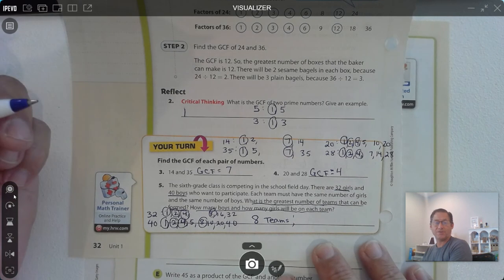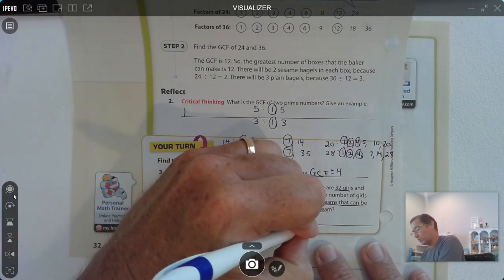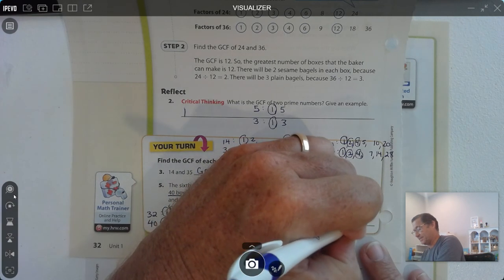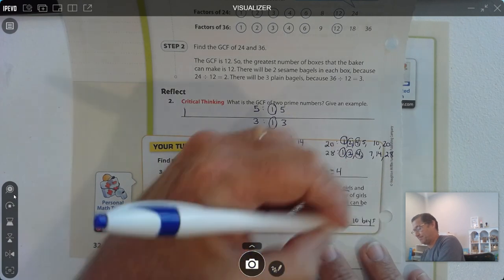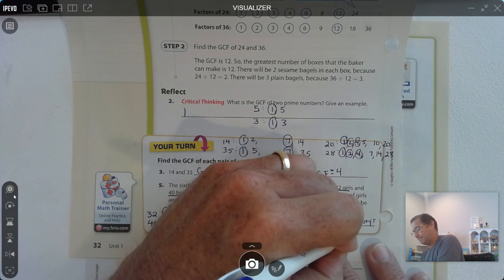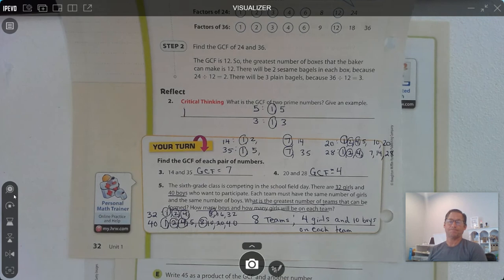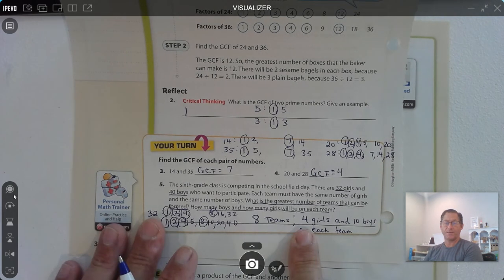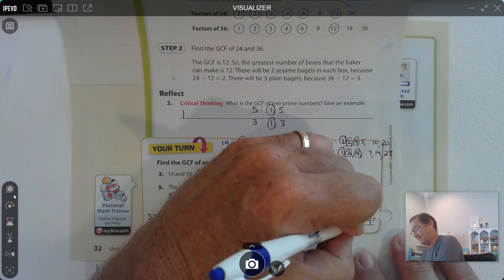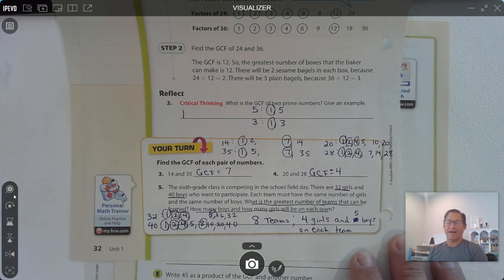8 times what is 32? 4. So there would be 4 girls and 10 boys on each team. Again, 8 times 4 is 32. There were 32 girls. Oh, not times 10, sorry, 8 times 5, because there's only 40 boys. 8 times what is 40? 5. So 4 girls and 5 boys on each team.